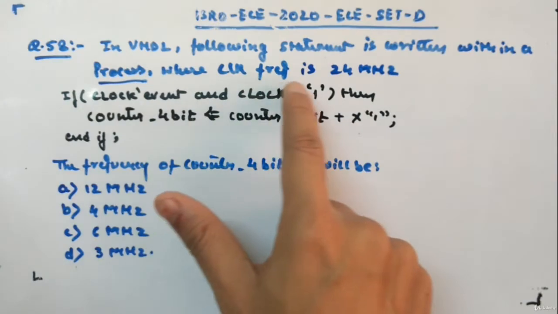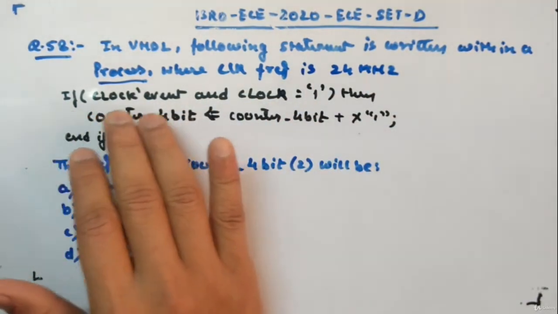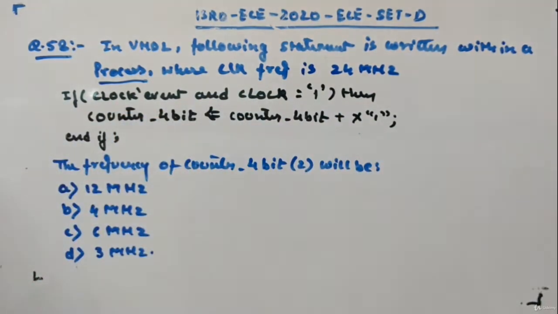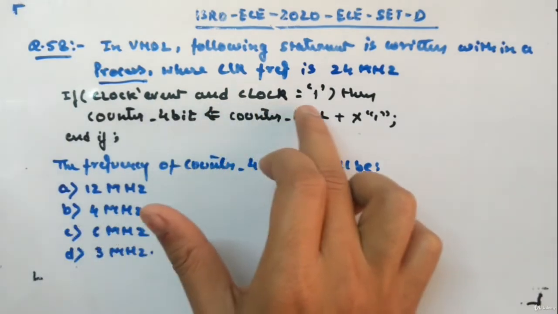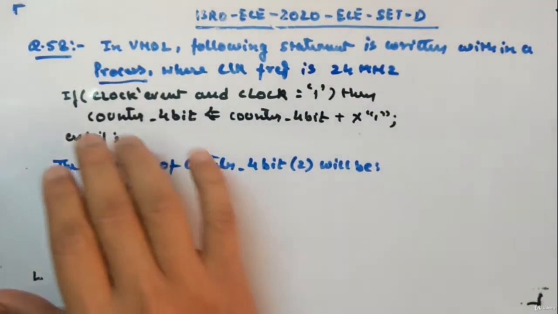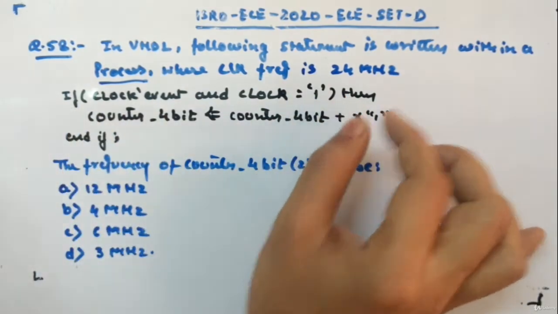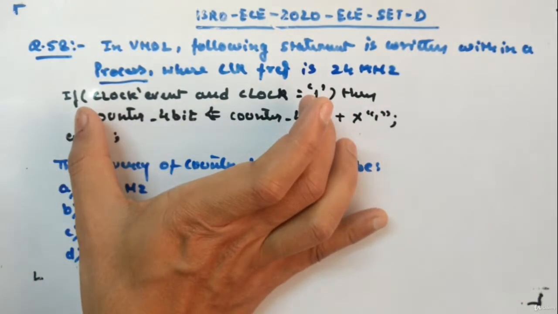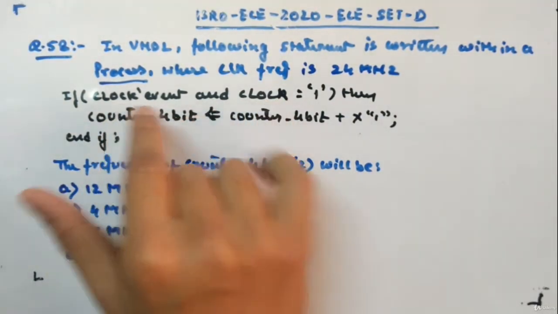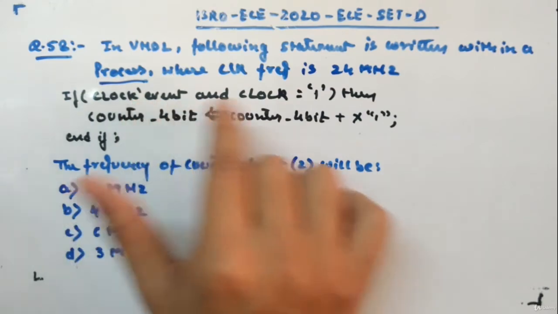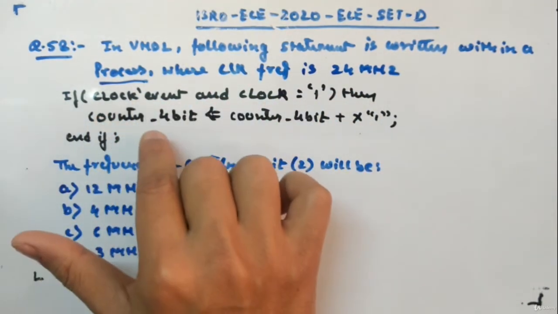Where clock frequency is 24 megahertz. The clock frequency is given to us as 24 megahertz. This is the VHDL code within the process: if clock'event and clock is equal to 1, then, if this condition is satisfied, what to do? Now, this condition has two conditions ANDed. This is one condition, and this is the other. If both are satisfied, then and only then is this if executed, else it will not execute.